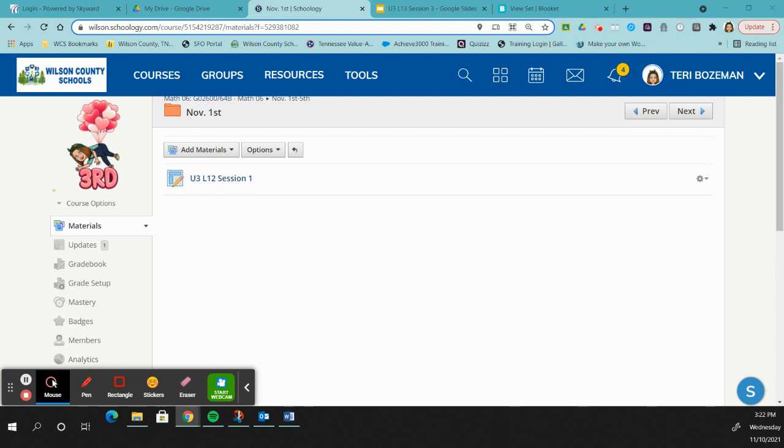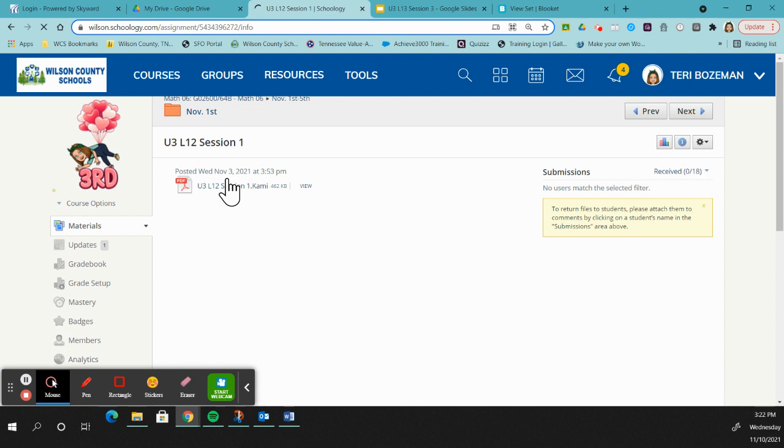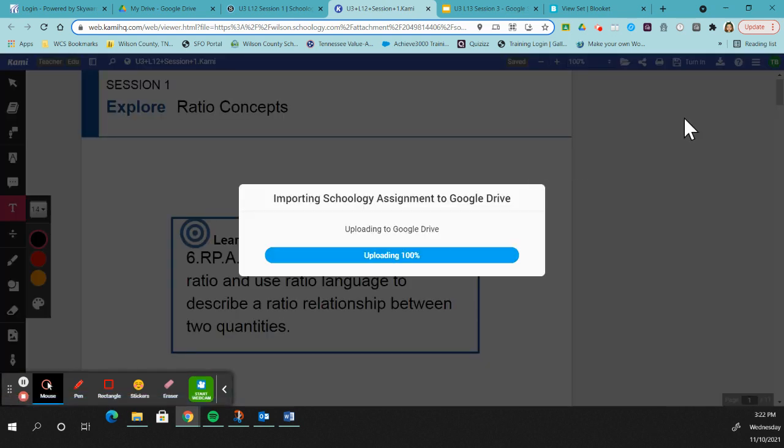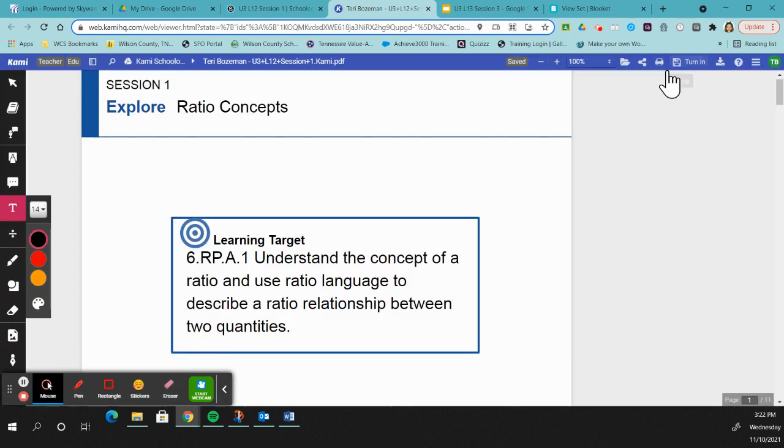In today's math lesson, we will be covering Lesson 12, Session 1. This is in your November 1st folder on Schoology. Remember to open assignments with Cami. Also remember that when you are done with assignments, you should go to the corner up here and click the Turn In button in order to submit your work.